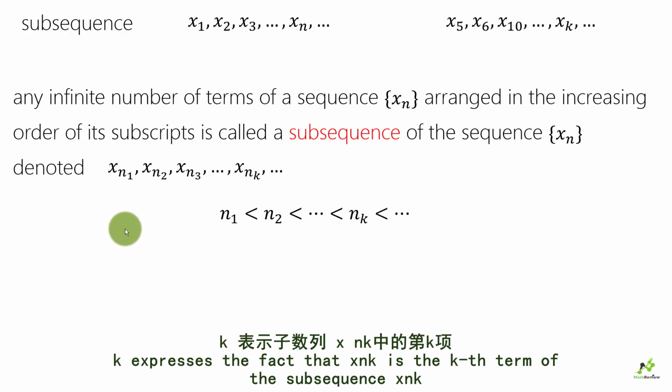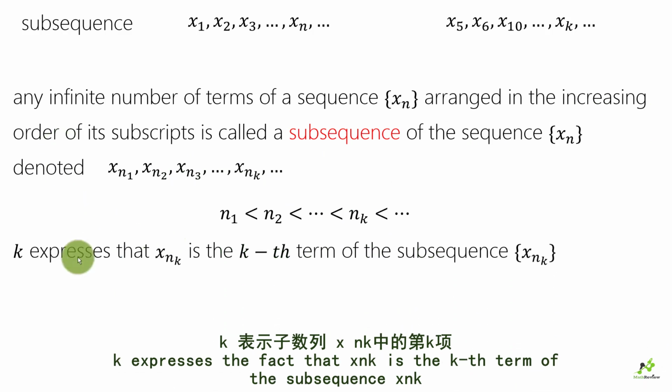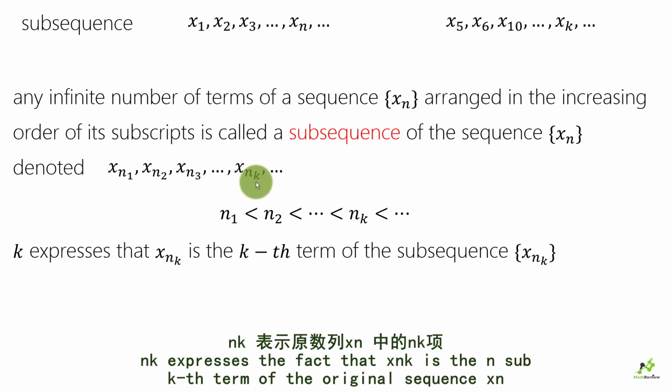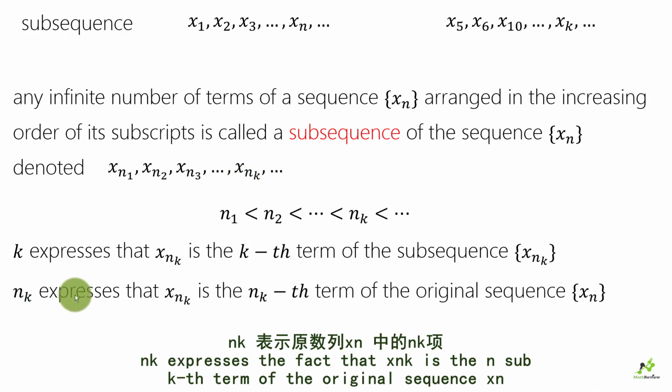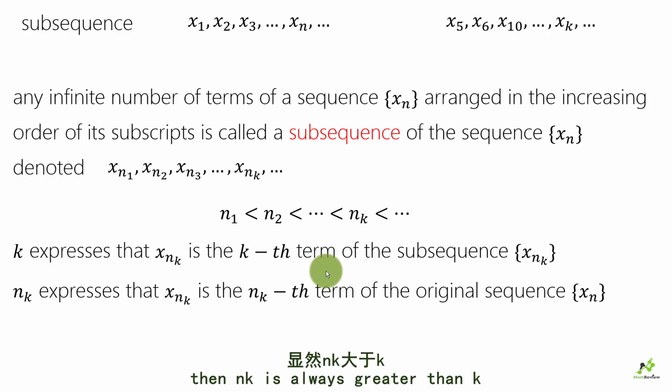k expresses the fact that x sub n sub k is the kth term of the subsequence. n sub k expresses the fact that x sub n sub k is the n sub kth term of the original sequence xn. Then n sub k is always greater than or equal to k.